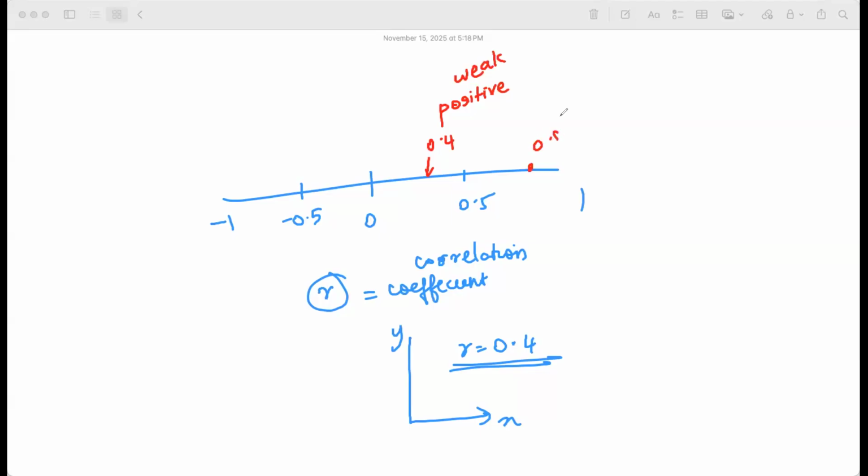Suppose let's say I have a 0.8. What can I say about it? That would be near the strong positive, right?